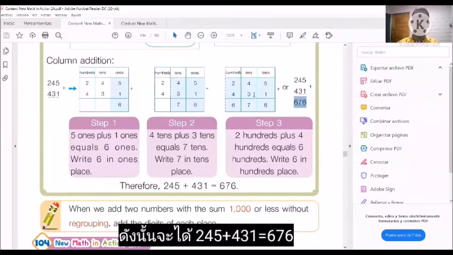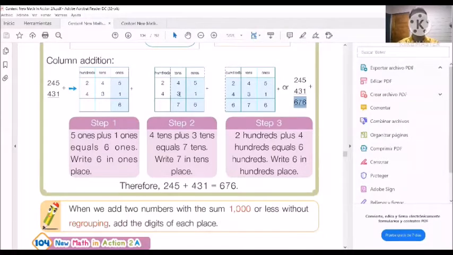Okay. In addition, it doesn't matter if we write the greatest number on the top or below. We can write 431 in the top and 245 below. We can switch the position of these 2 numbers and we will get the same result. In addition, there is no problem with that.